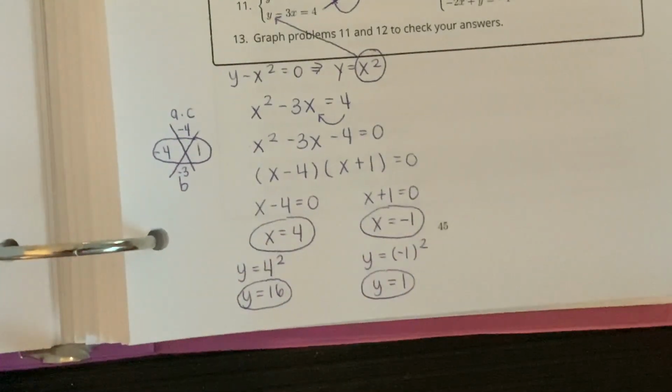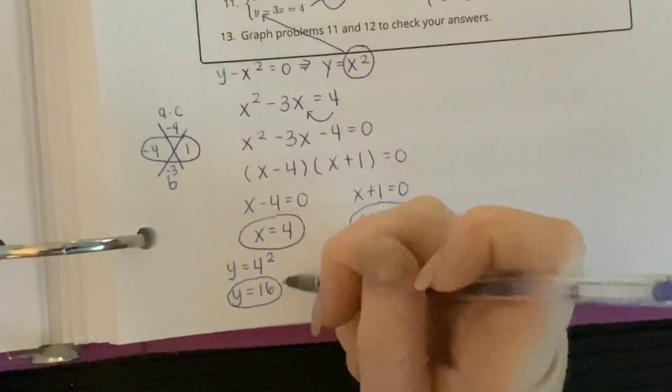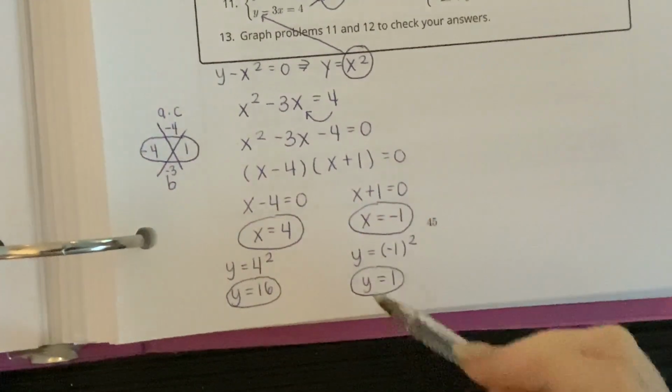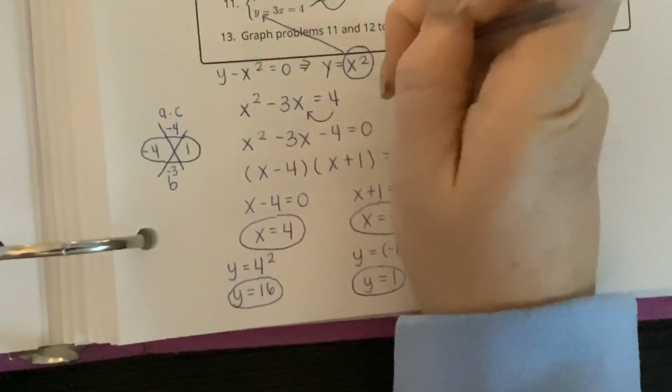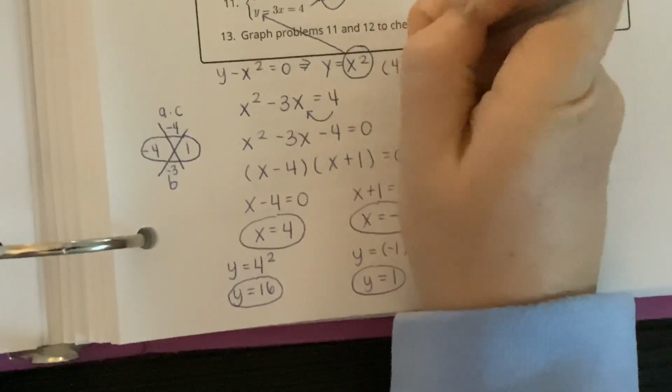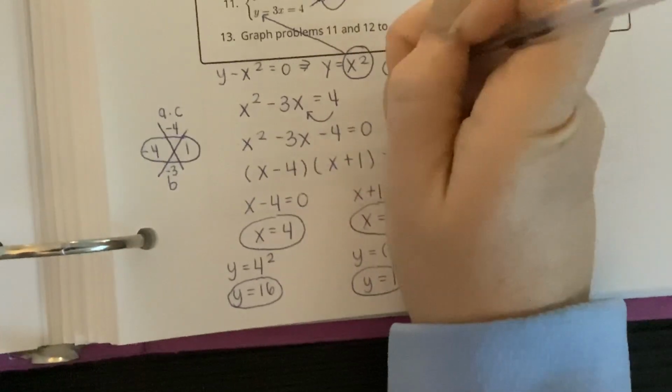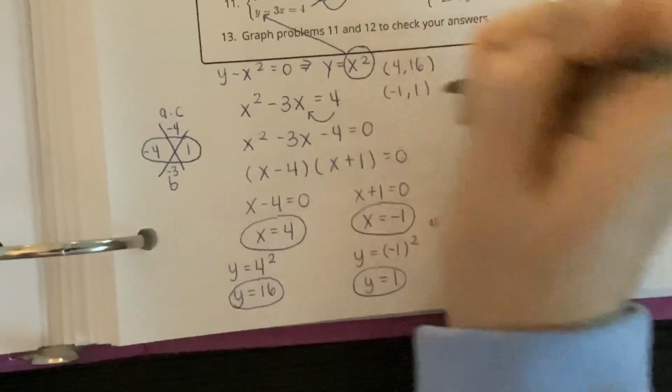Make sure then when you guys go to write your ordered pairs, these two have to go together because you used 4 to get to 16, and these two have to go together. So your final answers would be 4, 16 and negative 1, 1.